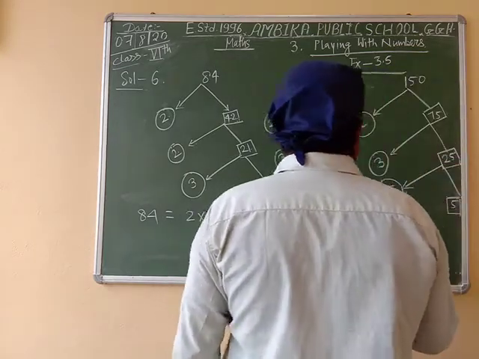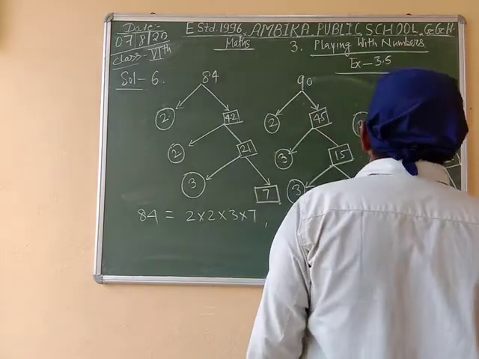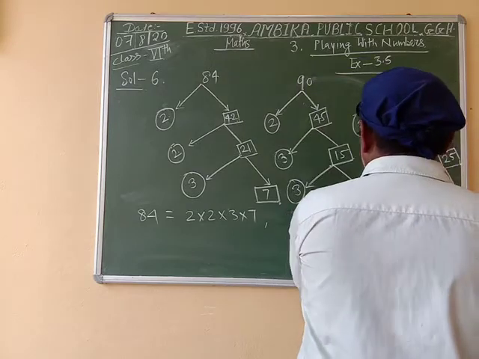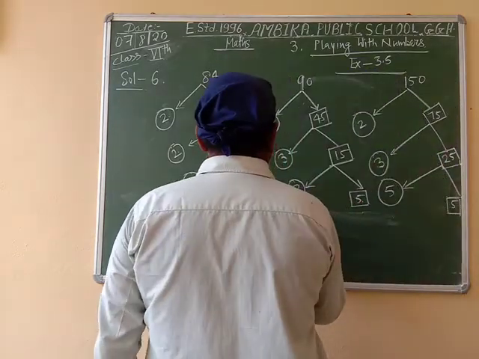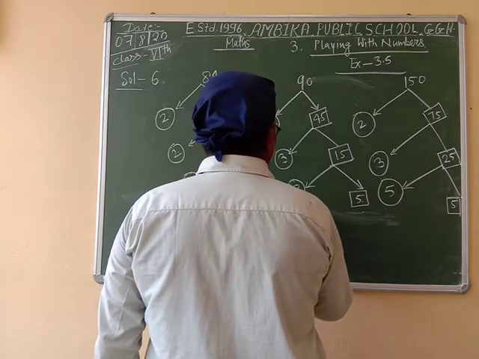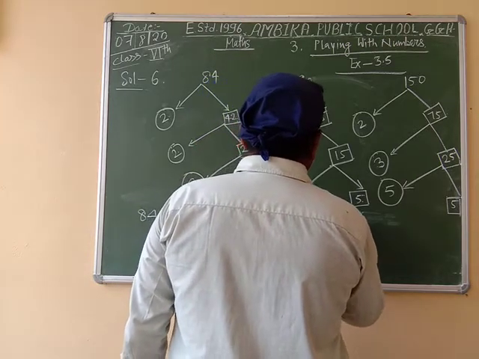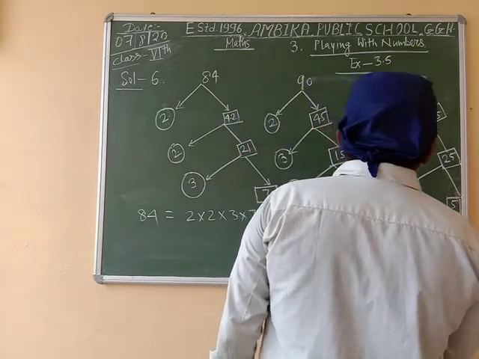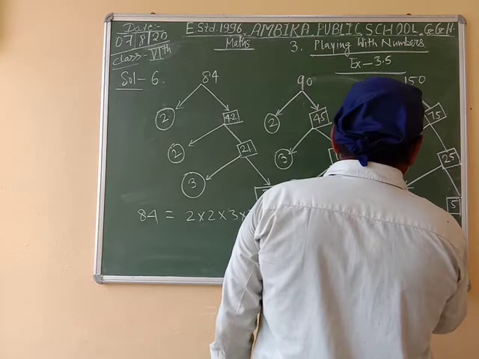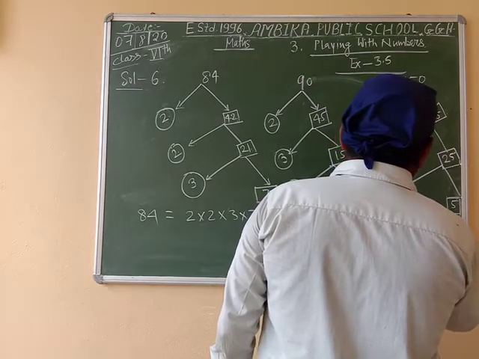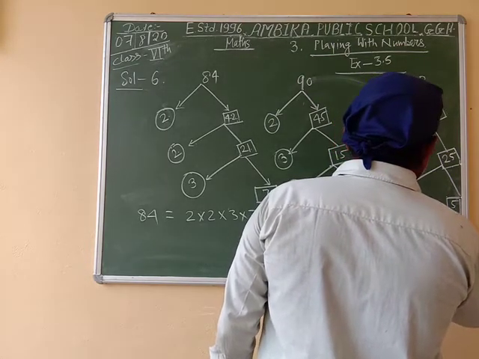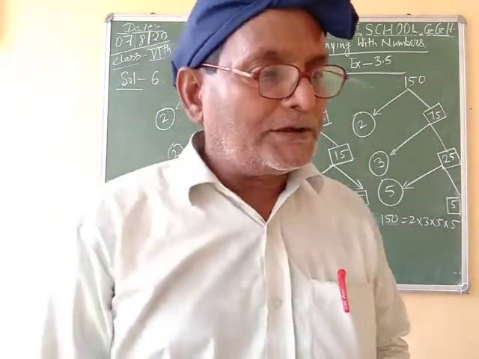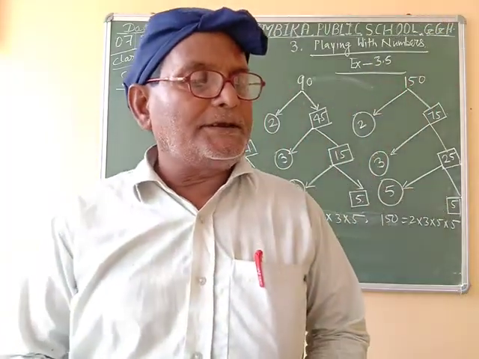So the prime factors of 150: 90 is equal to 2 into 3 into 3 into 5, and 150 is equal to 2 into 3 into 5 into 5. So the 6th question is completed.